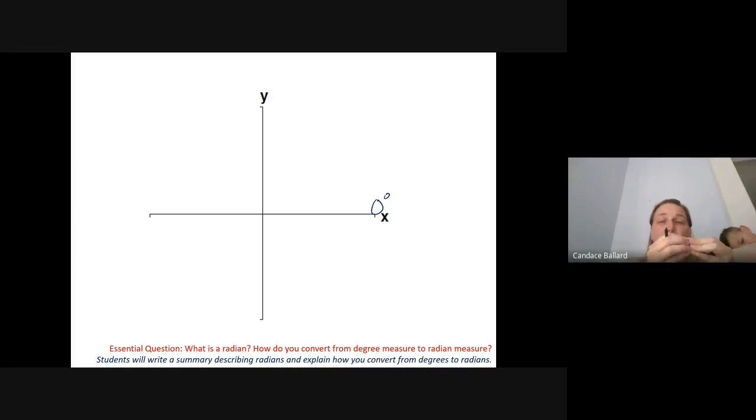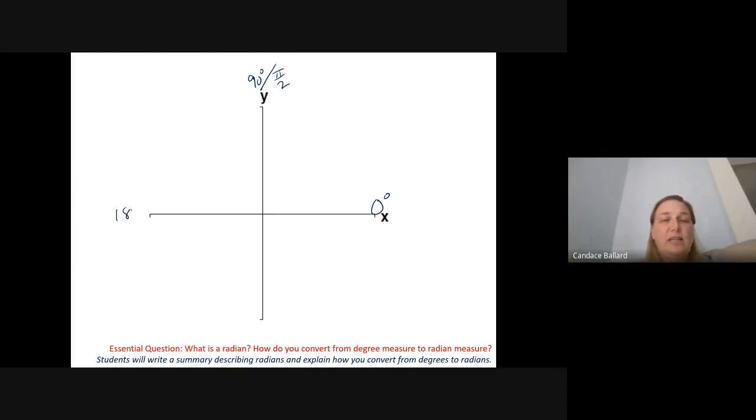So it's going to be 0 degrees or 0 radians at that measure. When I come here, we know from all of our years in math that that's 90 degrees. It's a right angle. So we also know that we just learned that that's pi over 2. And we always go in this counterclockwise fashion.